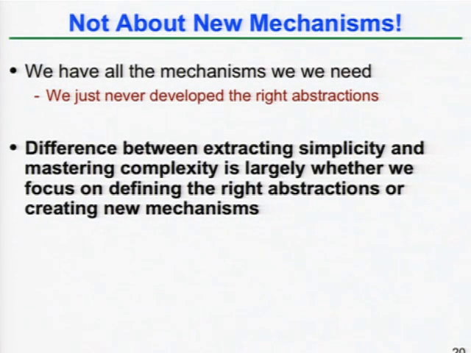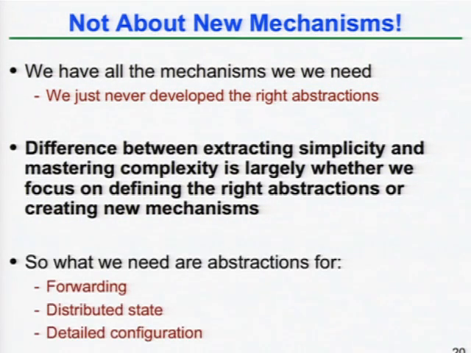And so that's the habit we need to break ourselves of, is that when you're faced with a new design problem, you figure out what was the right abstraction rather than going and proving that you're smart by building a protocol that solves your problem. So we now need abstractions for these: forwarding, distributed state, and detailed configuration. So let's go through those one by one.